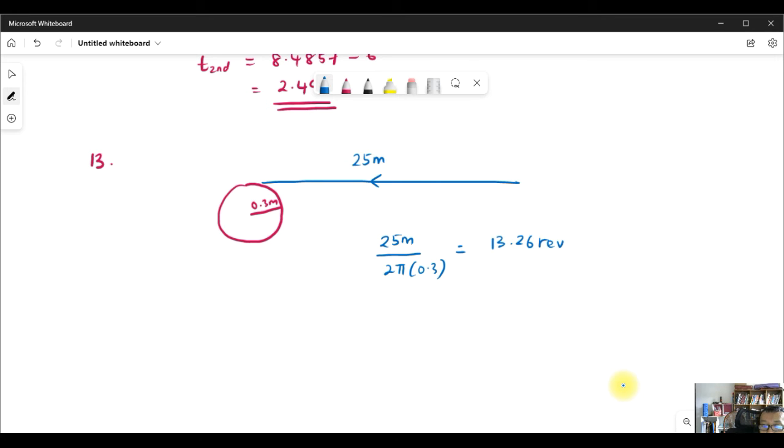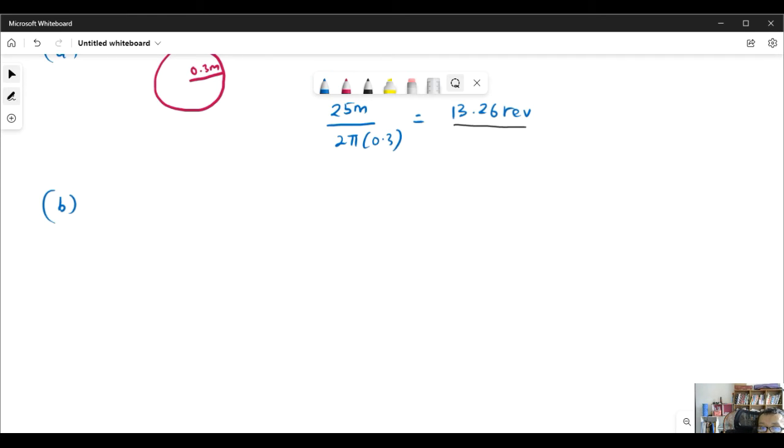revolutions. That's A, the angular acceleration of the wheel. For B, the angular acceleration of the wheel.